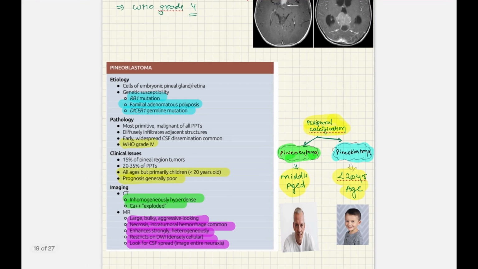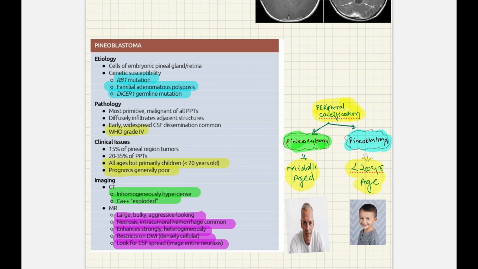So pineoblastoma, this is a table from Osborn. Retinoblastoma 1 gene, familial polyposis and DICER1 germline mutation are associated with the pineoblastoma. Pathology is widespread to CSF and WHO grade 4. All ages are involved, but primarily less than 20 years. On CT, there is inhomogeneous hyperdensity, so hyperdense, which is inhomogeneous in nature with exploded or peripheral type of calcium.